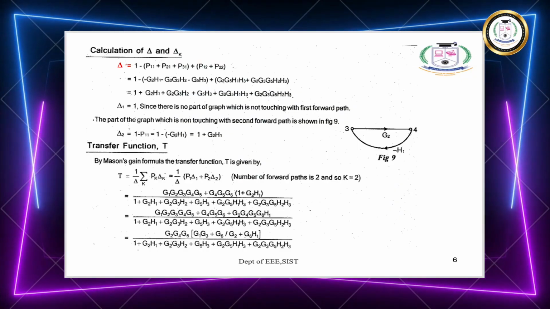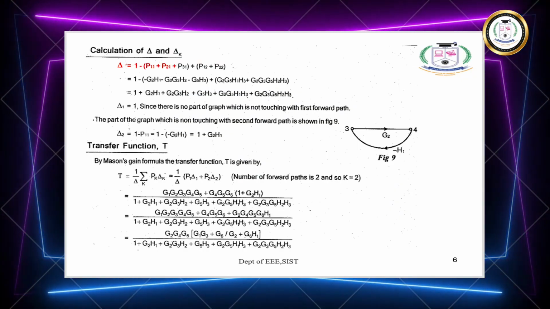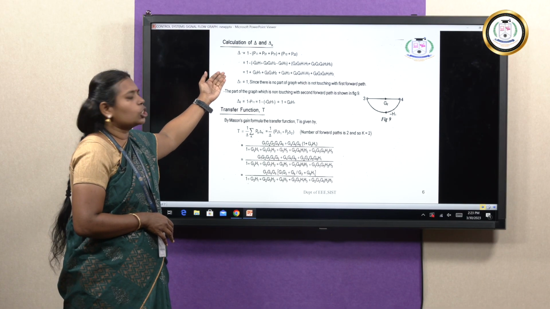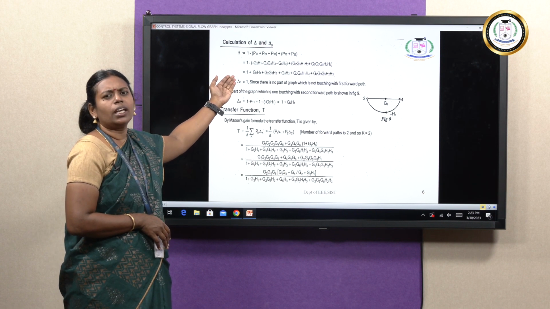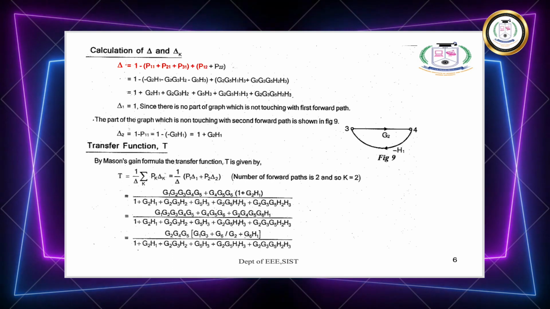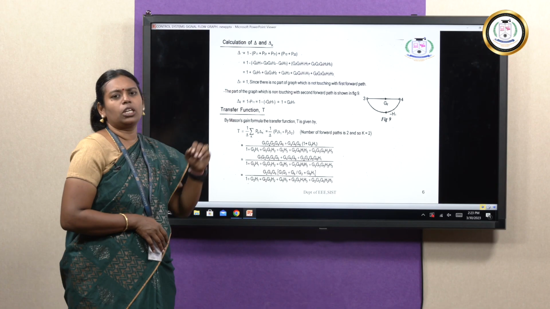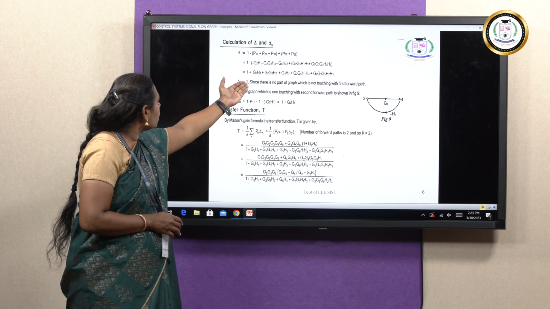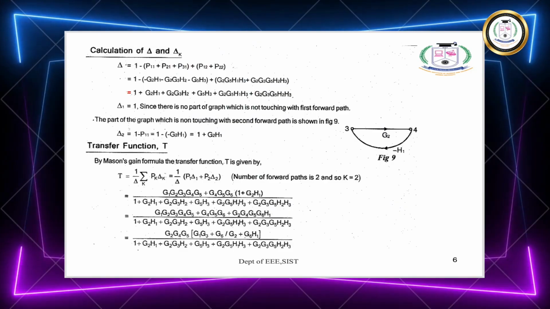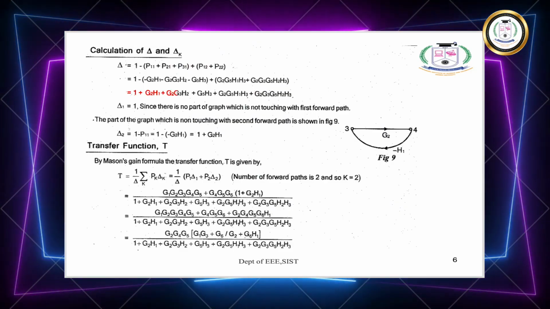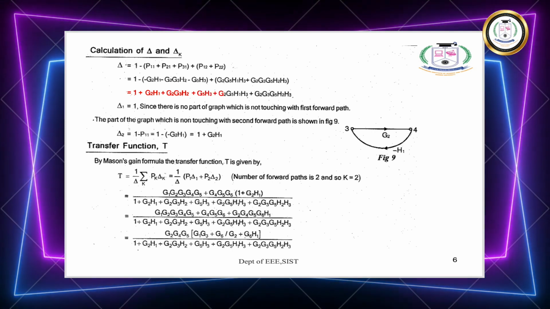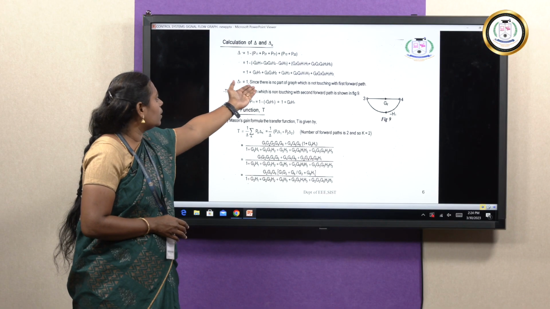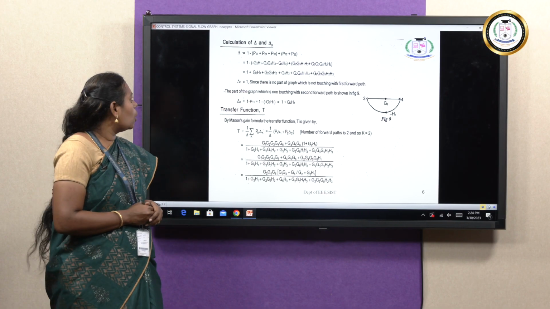So, del equal to 1 minus P11 plus P21 plus P31. This P11 plus P21 plus P31 indicates the individual loop gains. In this problem, we got three individual loop gains, plus P12 plus P22, which indicates the two non-touching loops. Substitute those values here, so that you will get the value of del. Del equal to 1 plus G2H1 plus G2G3H2 plus G5H3 plus G2G5H1H3 plus G2G3G5H2H3. This is your del. Next, you are going to find del 1 and del 2.